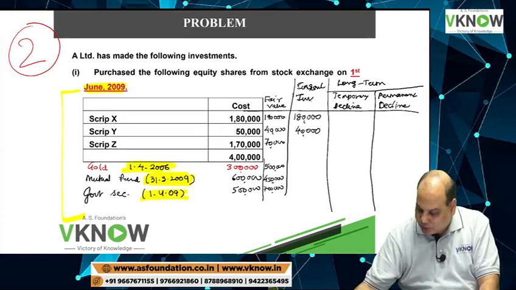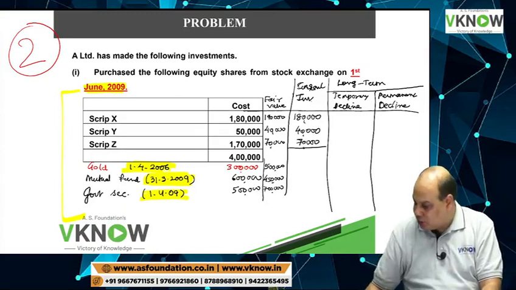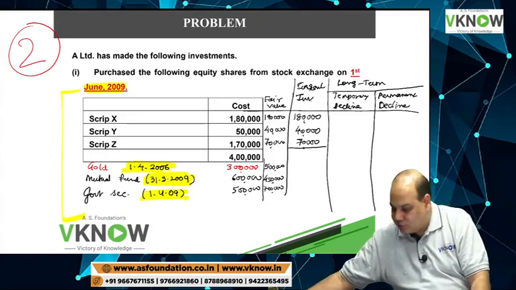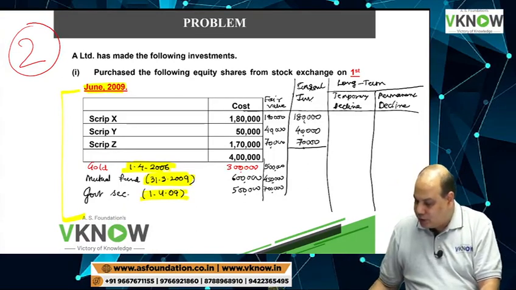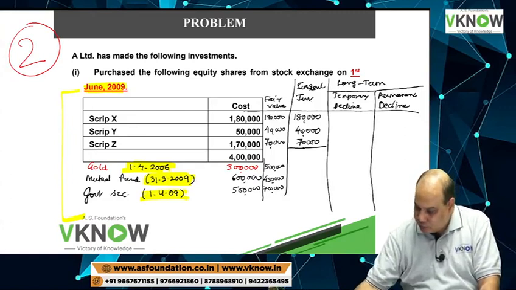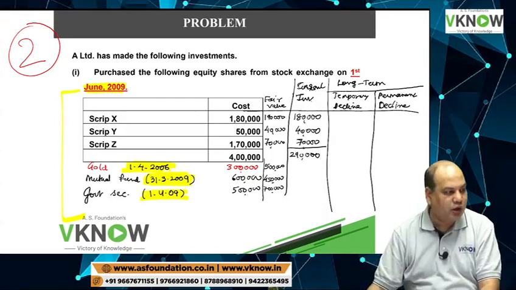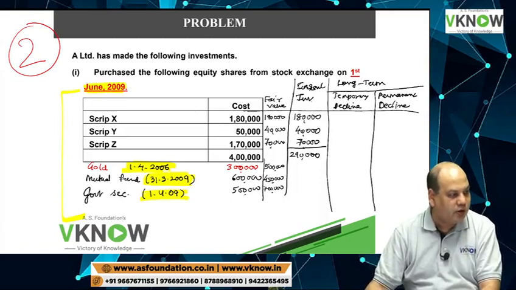For script Z, fair value is lower. So the value of these three shares together would now be 180 plus 40 plus 70. Shares will be valued at 2,90,000.